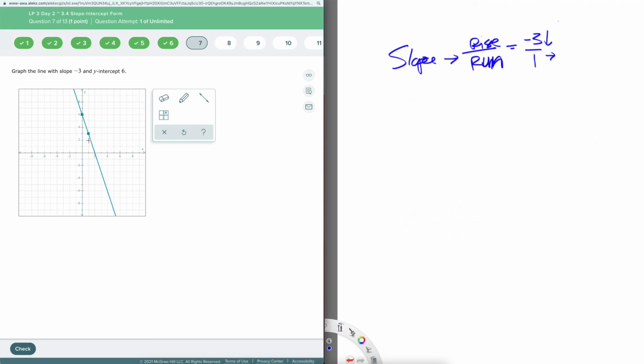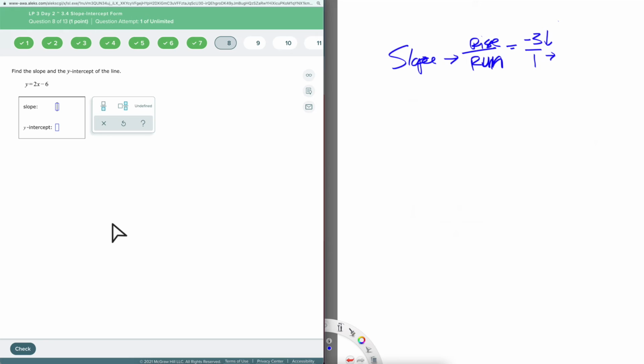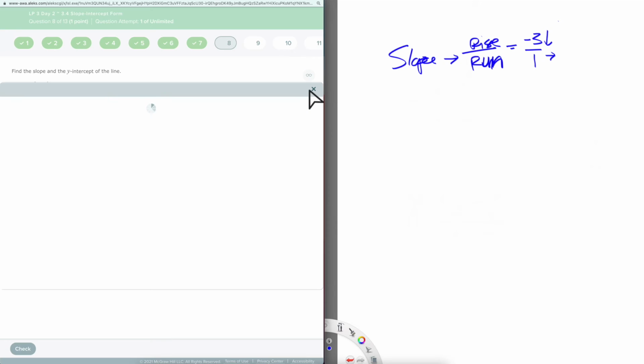So I'm assuming on the next one here, it's going to start to introduce this equation to us that uses these two pieces. All right, perfect. So find the slope and the y-intercept of this line. So if we look at the explanation, they should start to introduce this to us.